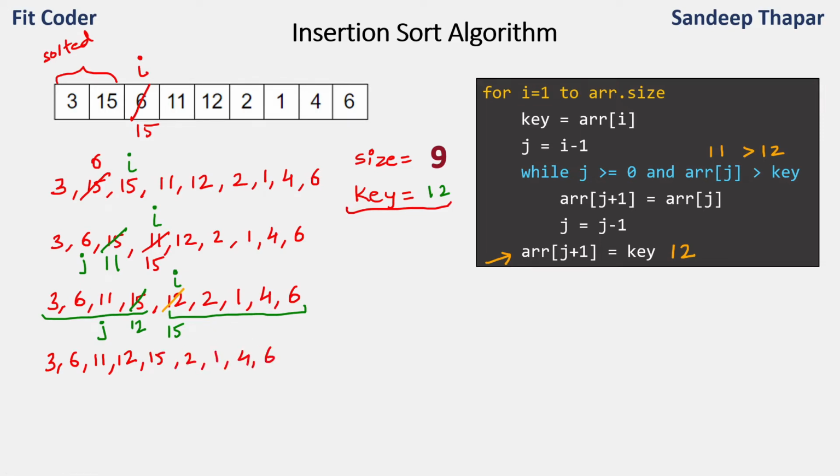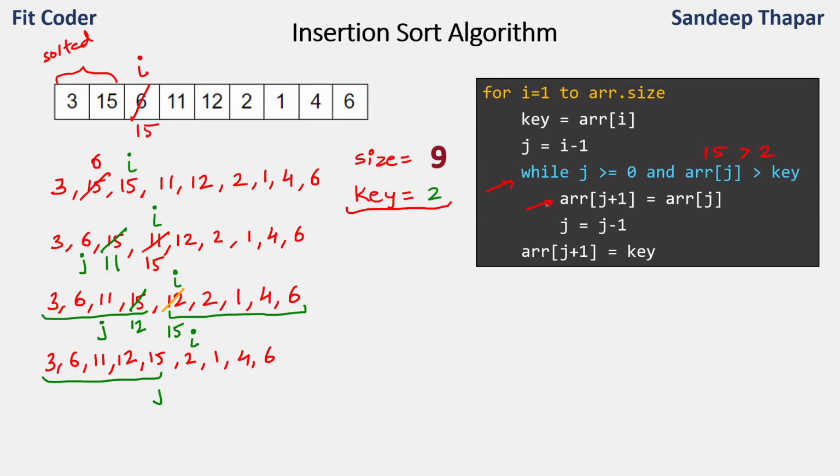And in the next iteration, i comes at 2. And the value of key is array of i, which is 2. And j is i minus 1, so j is pointing to 15. Now we come in this while loop and we compare array of j with key. So array of j is 15 and the key is 2. So this statement is true.